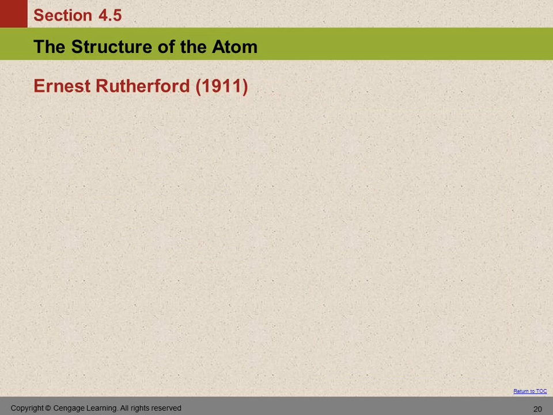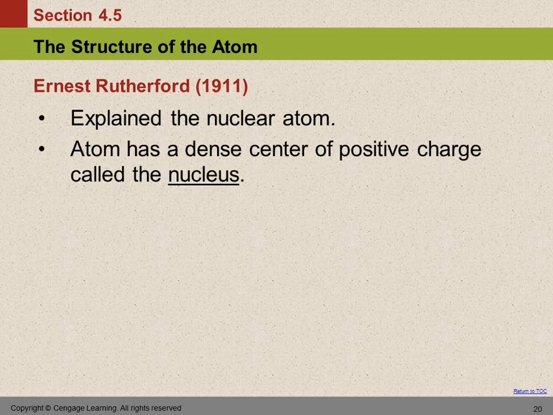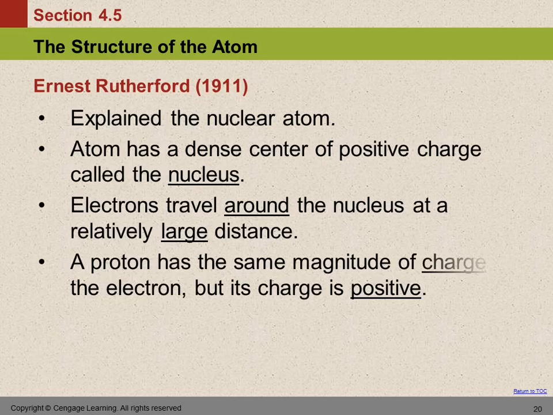And then Ernest Rutherford in 1911, he was actually a student of Thomson's, so he worked with Thomson, and he actually set out to confirm Thomson's plum pudding model, but he ended up disproving it and coming up with a theory for the nuclear atom. The nuclear atom, now this is a completely different picture of what the atom's like. It has a small center of positive charge called the nucleus. And it's really, really dense. And then the electrons are traveling around that nucleus at a fairly large distance.